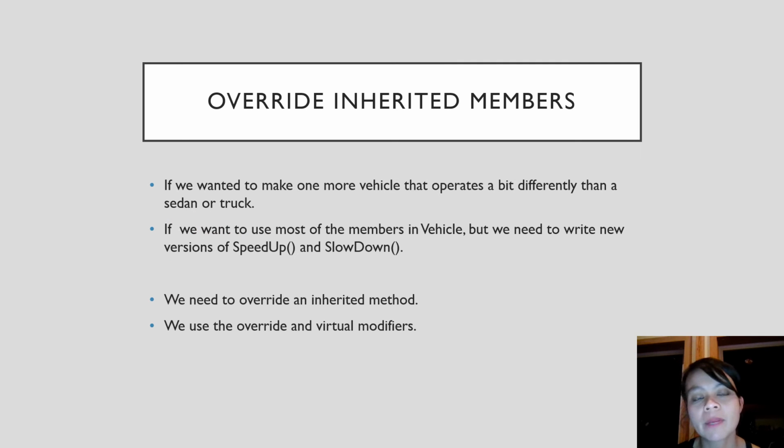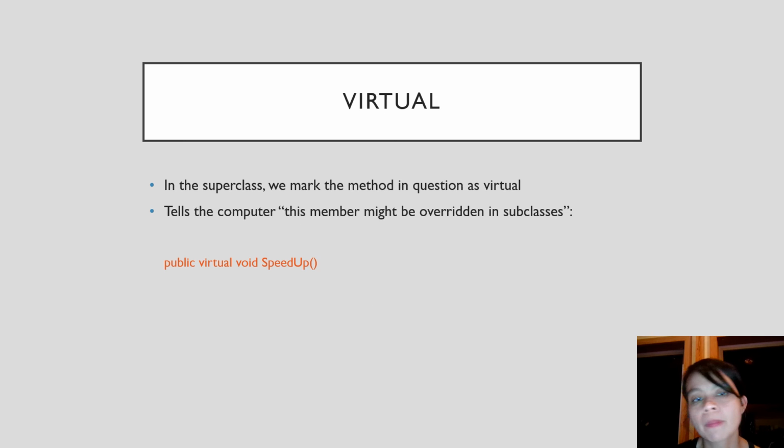Next, let's talk about overriding inherited members. If we wanted to make one more vehicle that operates a bit differently than a sedan or a truck, and we want to use most of the members in the vehicle, but we need to write a new version of speed up and slow down just for that new vehicle, then we need to override an inherited method. Okay, we use override and virtual modifiers.